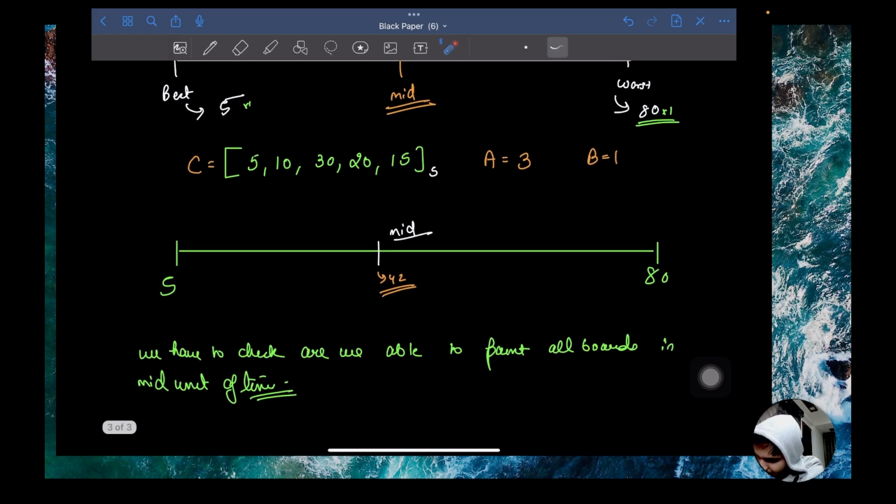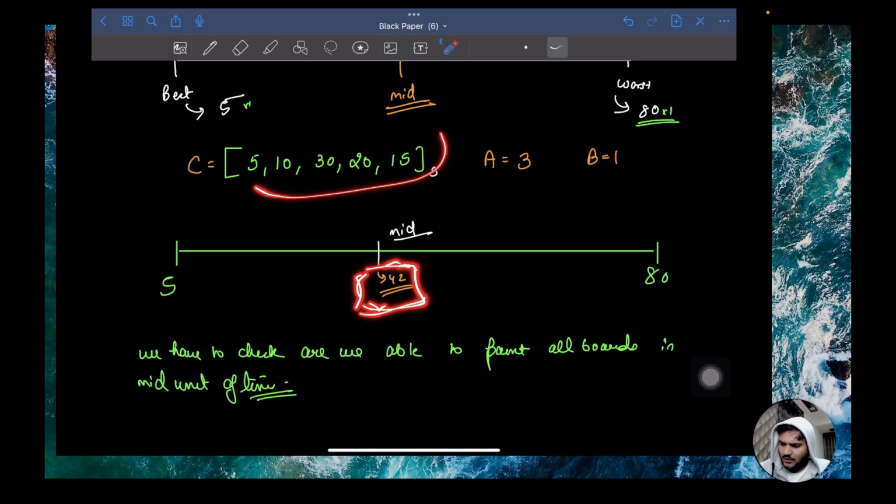Now just think about it. We have to just figure out whether we can paint all of the boards in mid unit of time. That is, can we paint all of the boards in 42 unit of time? If we are able to paint everything in 42 unit of time, then we will be able to paint all of them in more than 42 unit of time also, right?